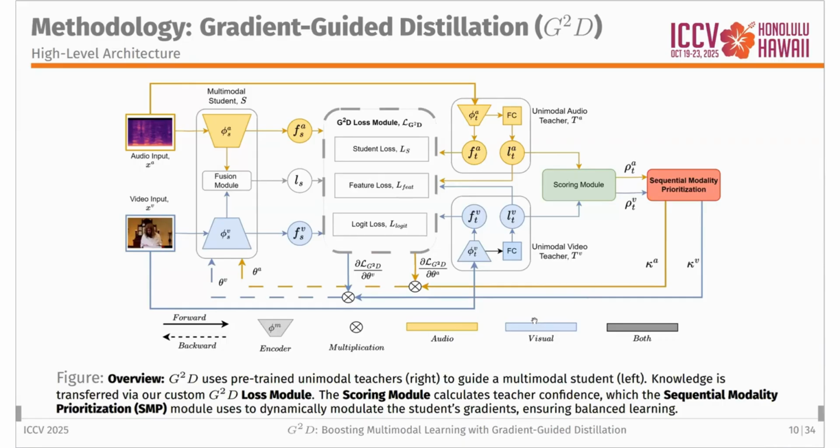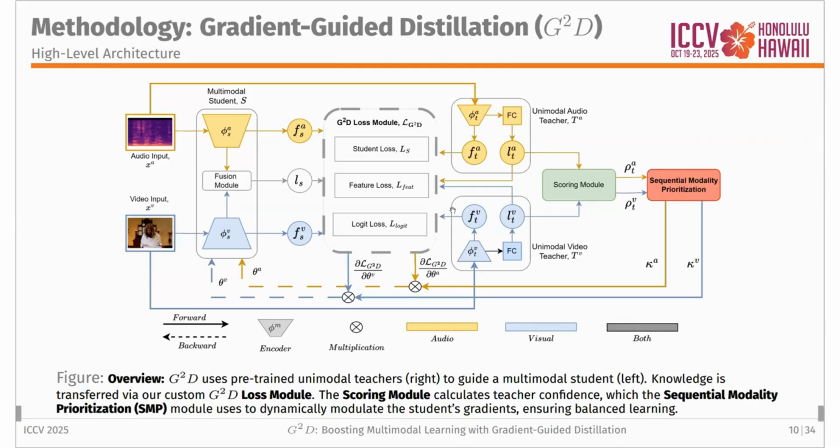This is a complete overview of our framework. We use pre-trained unimodal teachers. The framework assumes that we have two modalities, audio and video. So these are the unimodal audio and video teachers on the right. On the left, you have the multimodal student model. This is the G2D loss module. And then we have the scoring module and then the SMP, which is sequential modality prioritization.